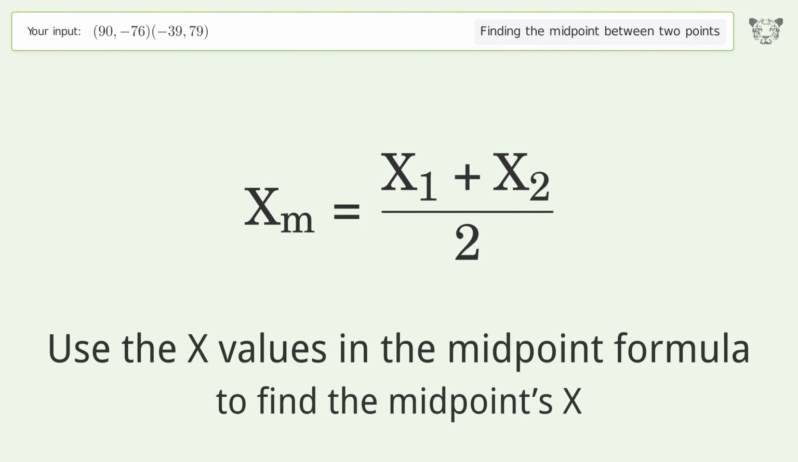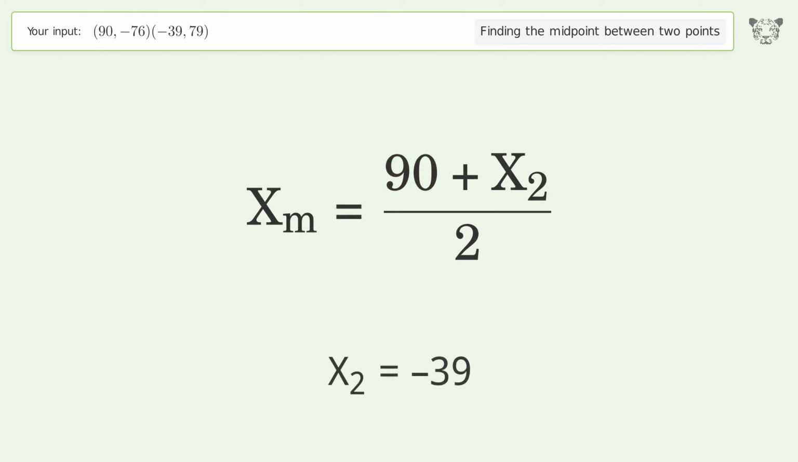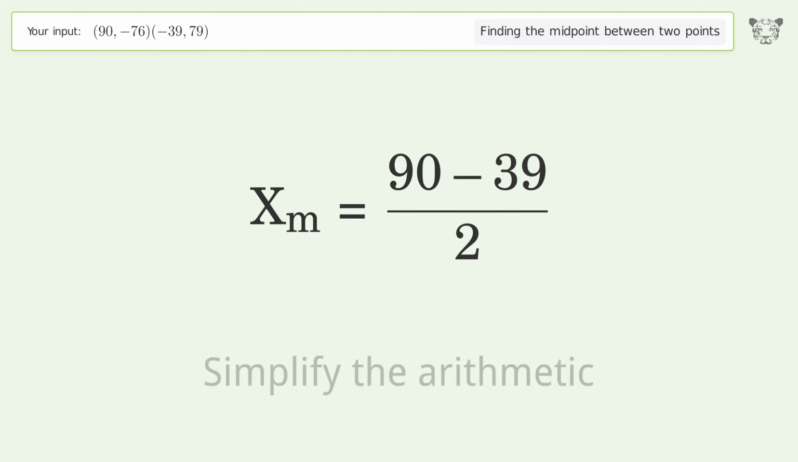Use the x values in the midpoint formula to find the midpoint's x. x1 equals 90. x2 equals negative 39. Simplify the arithmetic.